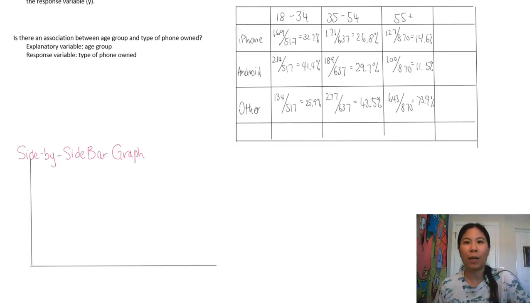With this information now, I'm going to start by making a side-by-side bar graph. So a side-by-side bar graph really is still a bar graph, but within each bar that we have for each category, we're also going to have smaller bars within it to compare the other categories. So because we have the two variables, we want to have both in there. So in this question, we're asking, is there an association between age group and type of phone owned? So since our age group is our explanatory variable, I'm going to have that on our x-axis.